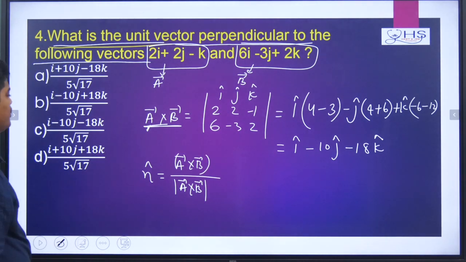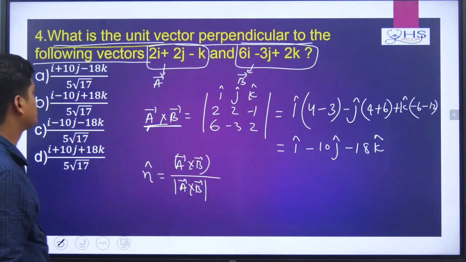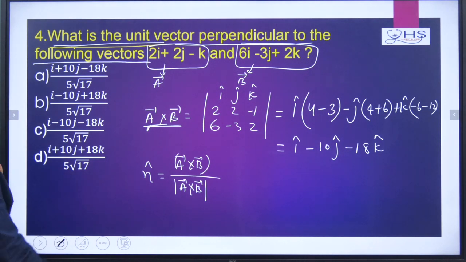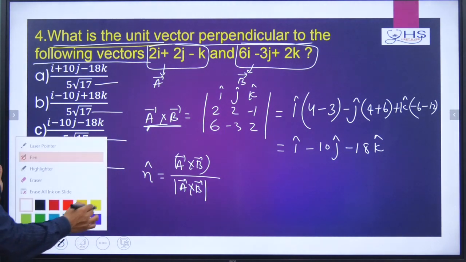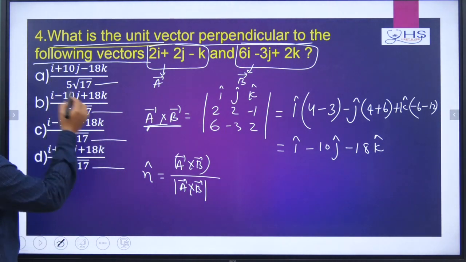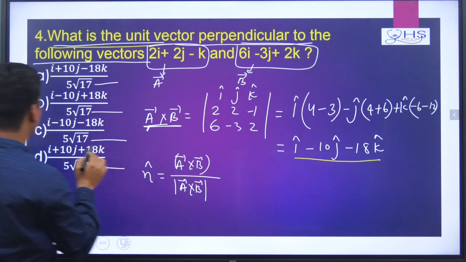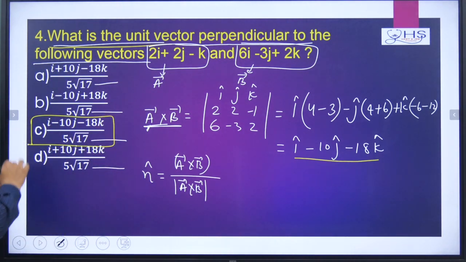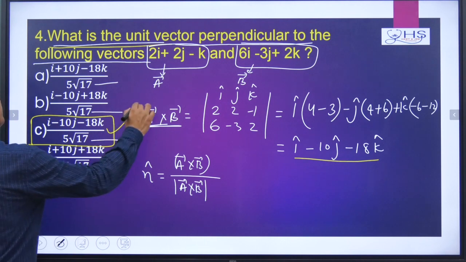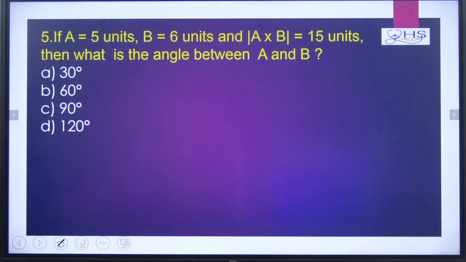The vector is this much. Now if I want to find the magnitude of this vector, here the magnitude is the same in all options, so there is no need to find the magnitude. Only check which option this vector matches exactly. Option C is i minus 10j plus 18k over 5 root 17. So in this way you can calculate, and option C will be correct. Now come to the next question.